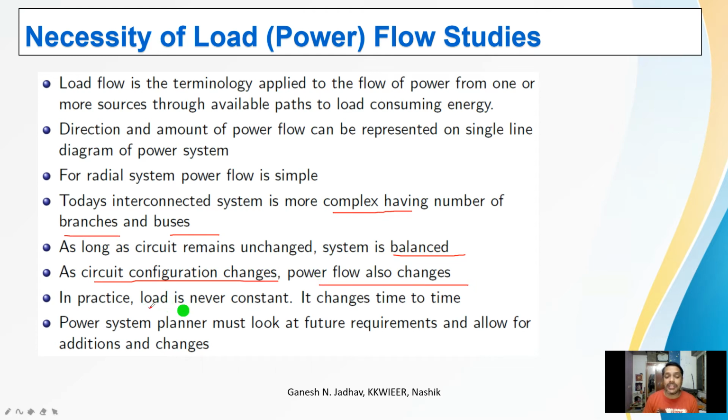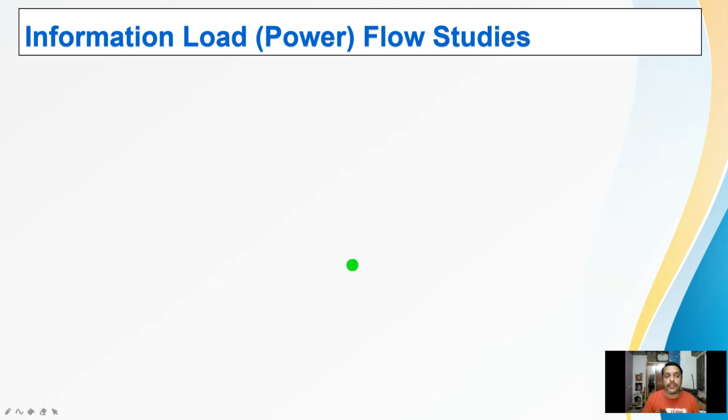In practice, this is a very true statement. This is not in the hand of the power supply authority. Load is never constant. It changes from time to time. Hence the power system planner, that is the power system engineer, means us, we have to see the future requirement and decide what additions and changes are required in the existing system. That can be decided only through the load flow analysis. Hope you got the necessity of the load flow analysis. So for all this, we need to calculate the load flow in software.